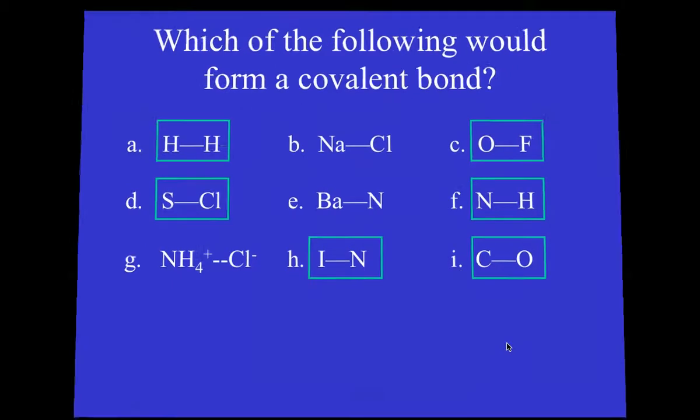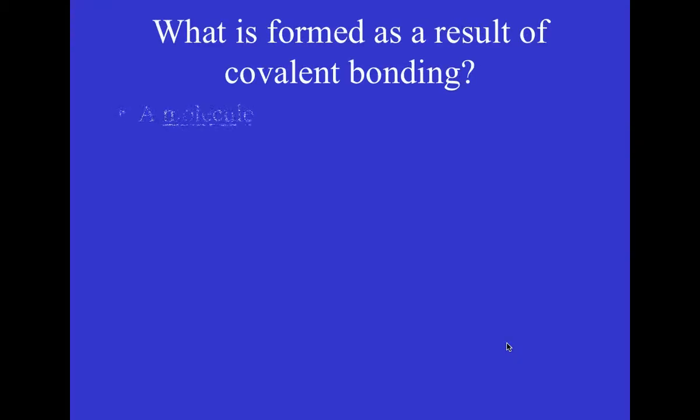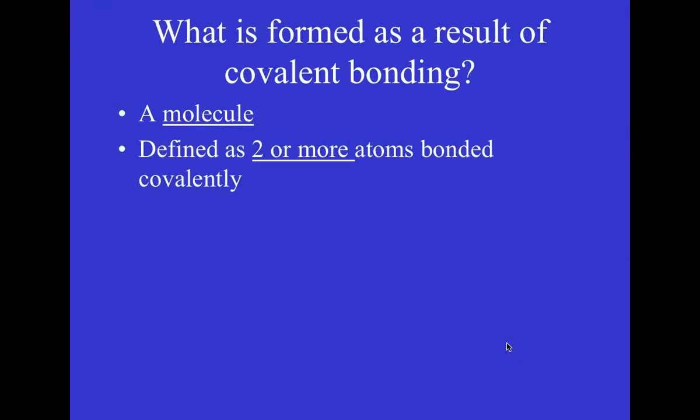When we have covalent bonds, we form a molecule. A molecule is defined as two or more atoms that are bonded together covalently. Molecules can actually exist on their own. So in other words, I could actually pick up a single molecule of something. I can't really pick up a single ion of something.